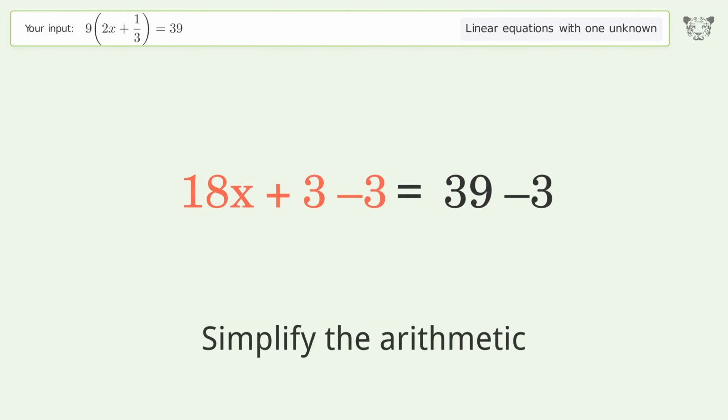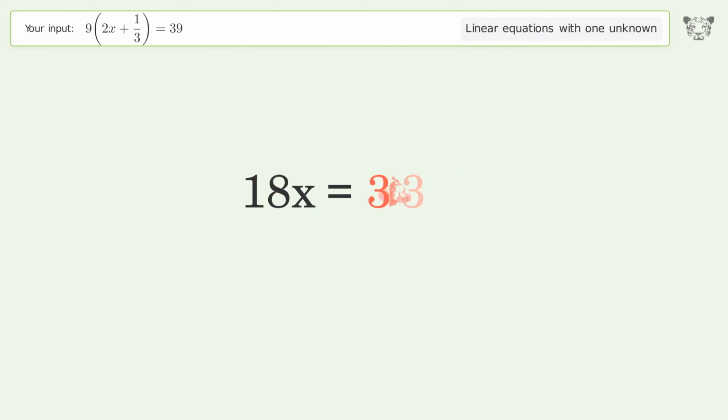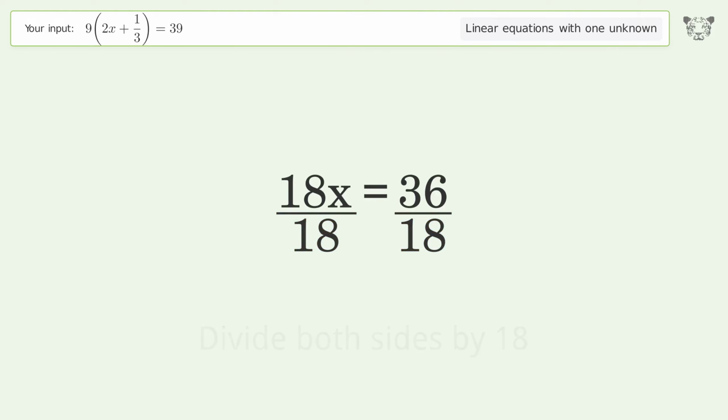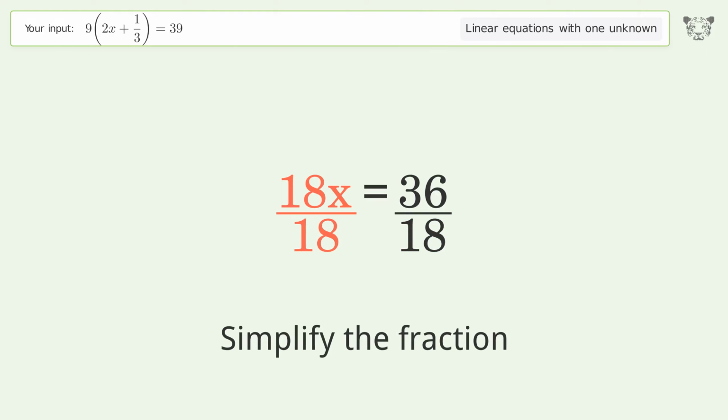Simplify the arithmetic. Isolate the x. Divide both sides by 18. Simplify the fraction.